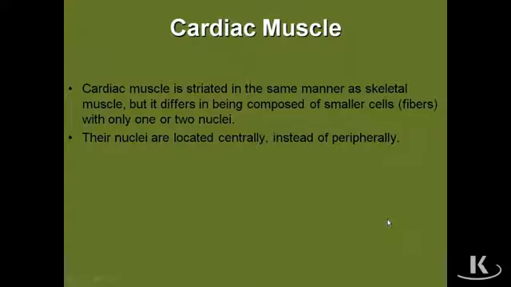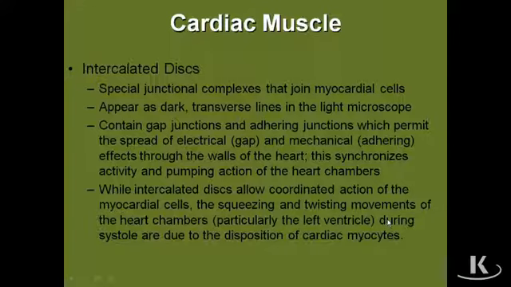Cardiac muscle, as we said, is striated in the same manner as skeletal muscle cells, but it differs in the sense that it contains only smaller cells, number one, that are highly branched. There is typically one, occasionally two, centrally placed nuclei, which is, again, a diagnostic feature of them histologically. But the key feature that is an easy way to identify a cardiac muscle array is the intercalated disc.